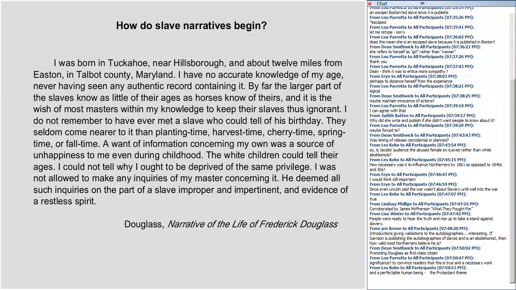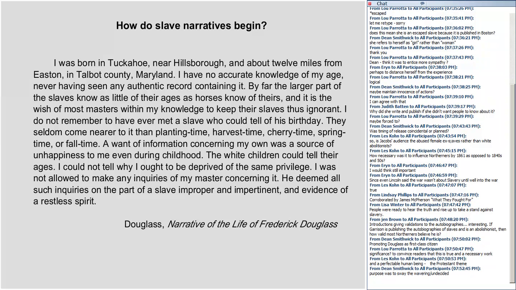Okay, thank you. When we think about how slave narratives begin, if I was going to teach one short passage from a slave narrative, this might be the passage. This is the better part of the opening paragraph of Frederick Douglass's 1845 narrative. And it's a very rich piece of writing and says a great deal about the author in a very compressed place. As you can see, he starts out by locating himself. He says, I was born, where I was born.